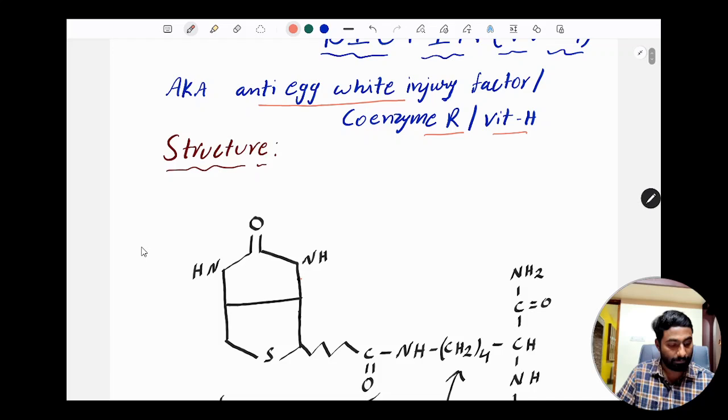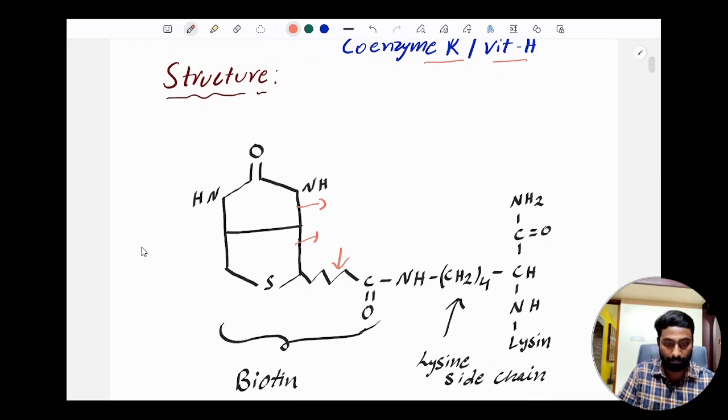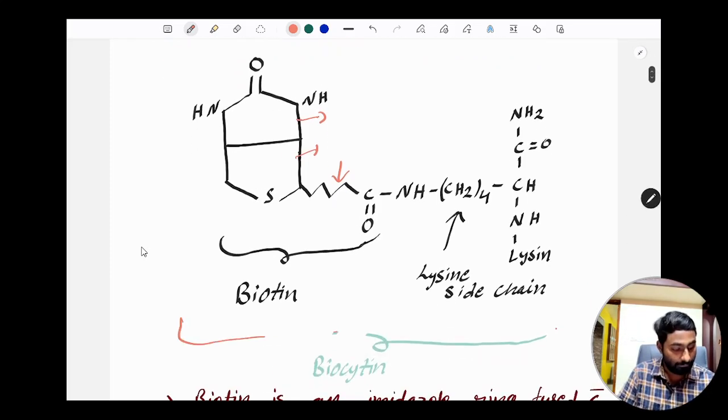If you see the structure of biotin, it has an imidazole ring in it which is fused to thiophene, with a valeryl side chain. Whatever foods you take which contain biotin, it is usually present in the bound form. This whole structure which you are seeing is biotin.